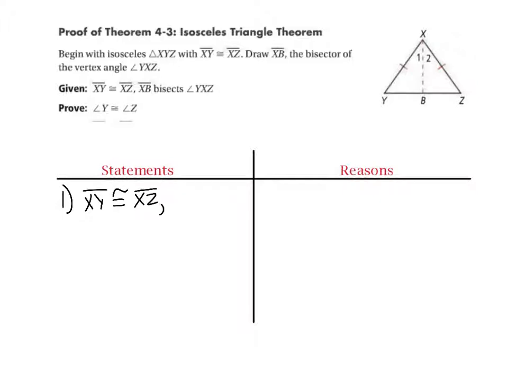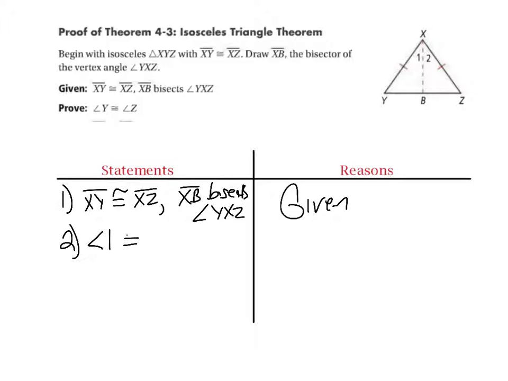And they were kind enough to mark the picture with that for us, sort of. They've got the sides marked, but okay, I guess it's only one congruence. But if XB bisects that angle, what does that mean to you? I hope you're thinking that angle 1 would have to be congruent to angle 2, because that's what bisecting means. Cut it into two equal parts. And because that's what it means, that's the definition of a bisector.